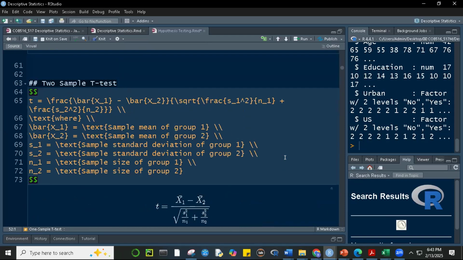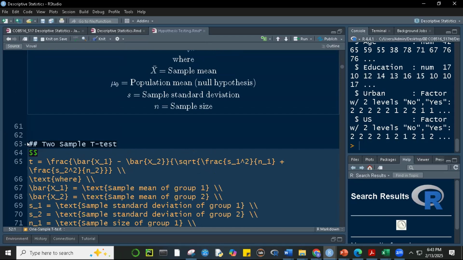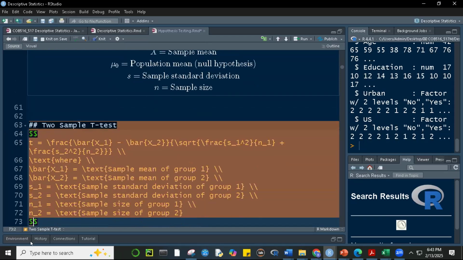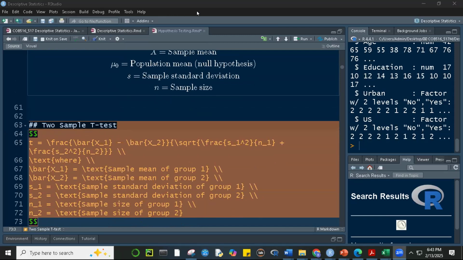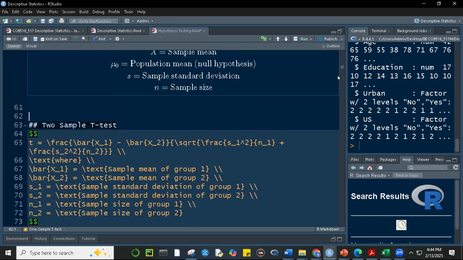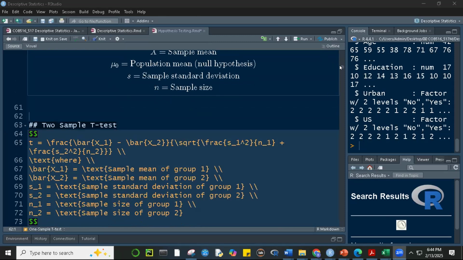I don't think I gave you the complete one, so let me give this to you. Control C, and let me put it in the chat box, Control V. Okay, so kindly copy this one, and it will give us the two-sample t-test.